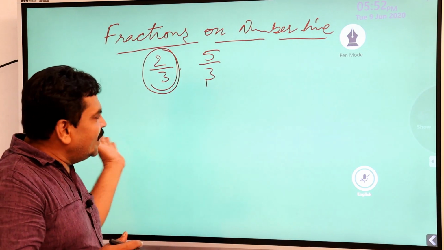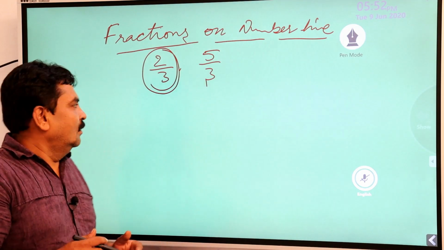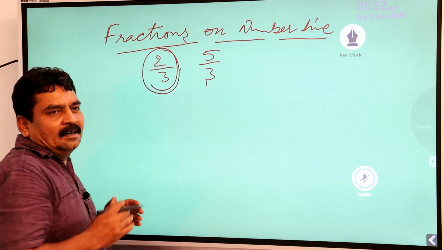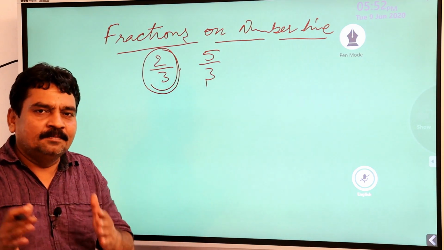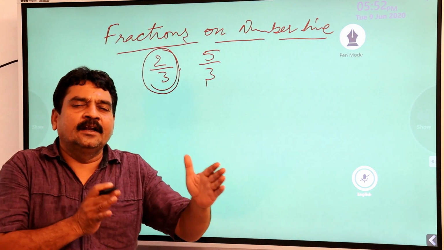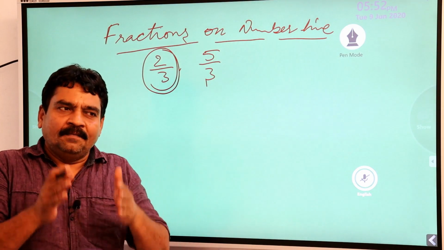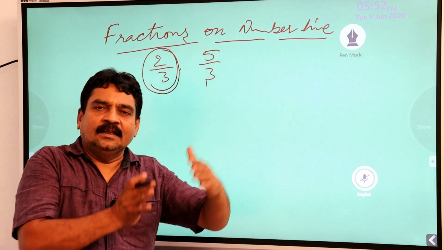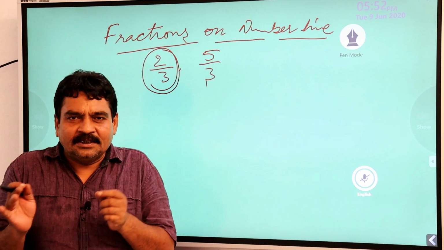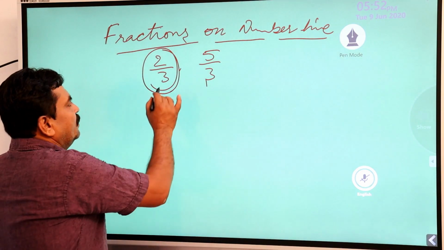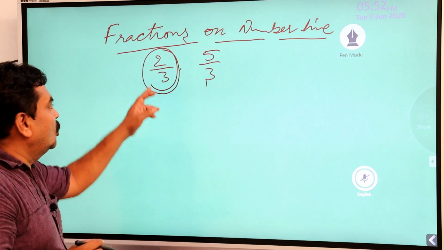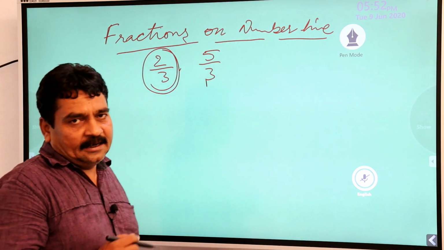So you divide a number line. You divide the scale into 3 parts between consecutive numbers. Say between 0 and 1, you make it 3 parts. From 1 to 2, you make another 3 parts. That is, between the numbers, how many parts should you make? 3 parts, because the denominator given here is 3.